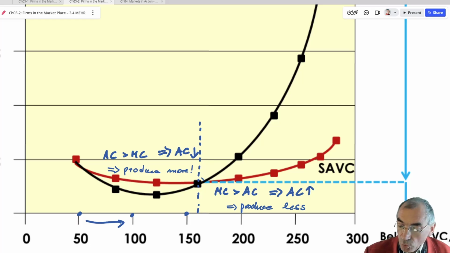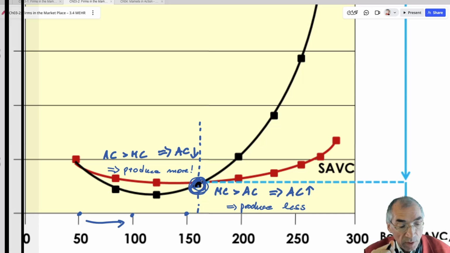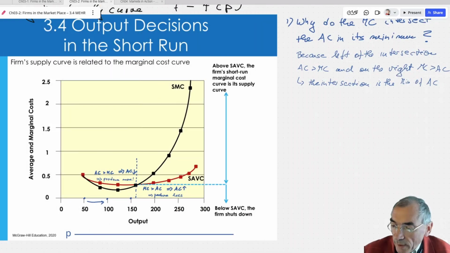So we see that the intersection between the two graphs, between average cost and marginal cost, has to be the minimum of average cost. Because on the left-hand side, average costs go down. On the right-hand side, average costs go up. That means in the middle, we have the minimum, which I tried to write down as a conclusion here. So that was the first question.